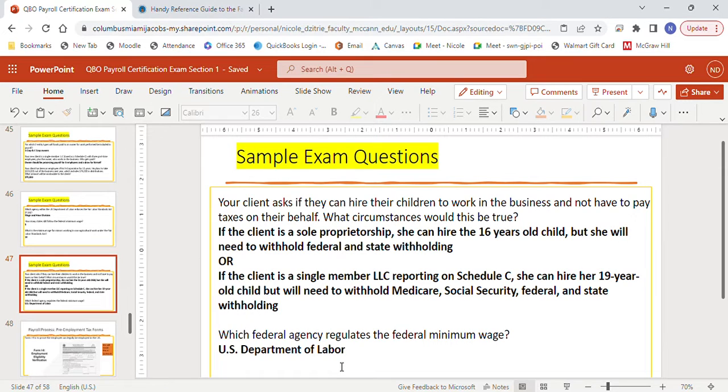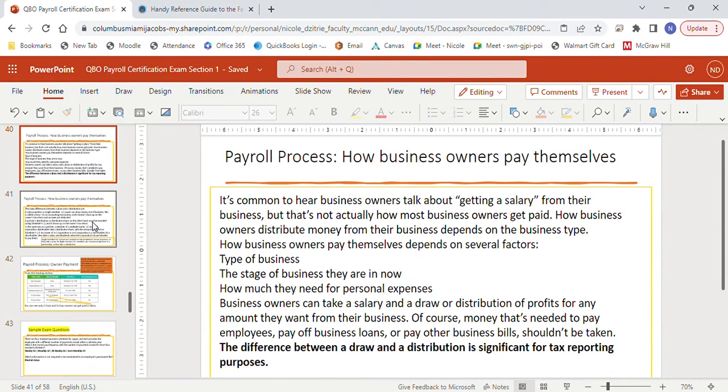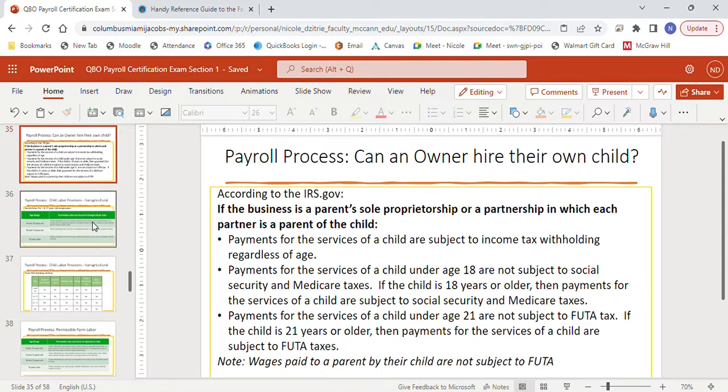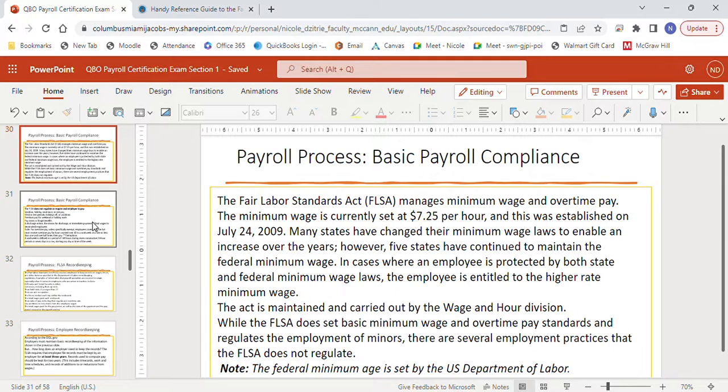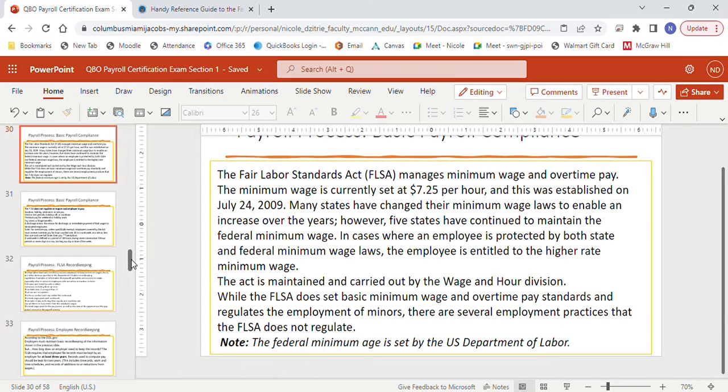Wait a minute. Which federal agency regulates the federal minimum wage? No, I think that's supposed to be the federal minimum age is set by the U.S. Department of Labor. So I think that's the age, because the federal minimum wage laws are enacted under the FLSA. So I think that has to do with the age. Although I believe that was at the end too, because I think they took that question off. So those last couple questions I believe might have been taken out.